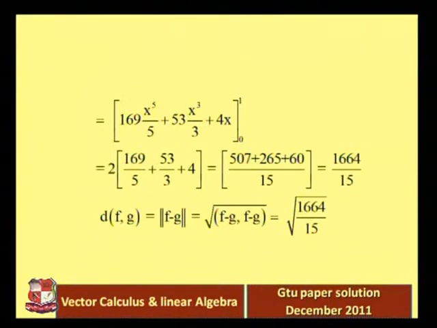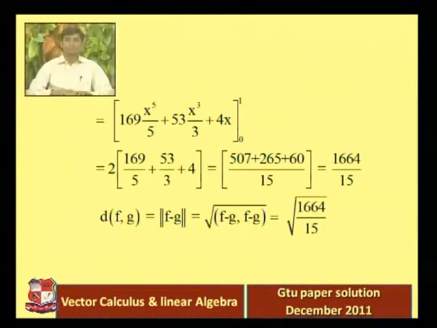So the final answer, the norm of f minus g whole square, is equal to 1664 upon 15. But actually we want to find the distance from f to g, and that is equal to the norm of f minus g, so we should take the square root of the answer. So that's why the distance from f to g, that is equal to the norm of f minus g, is equal to the square root of 1664 divided by 15.